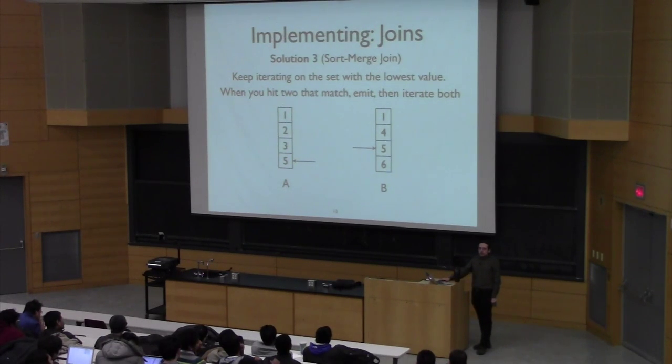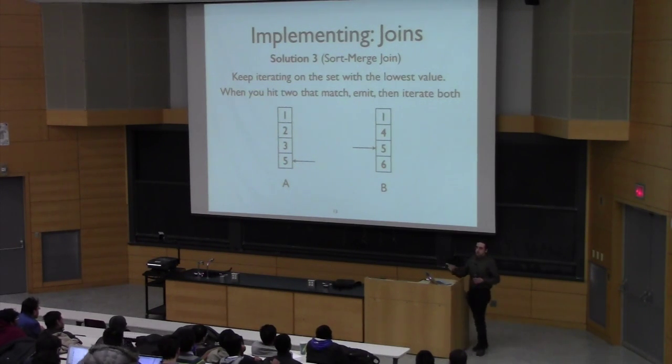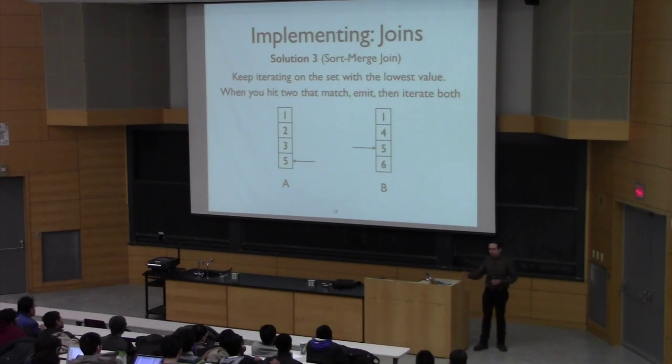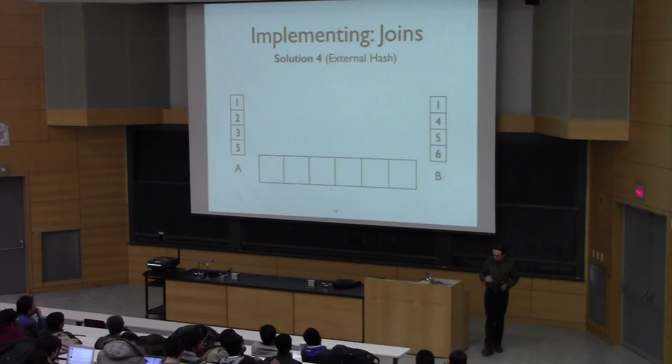Does this remind anyone of anything? Merge sort. This is exactly merge sort. You're taking two lists and merging them together in order, and this is typically referred to as sort merge join, as opposed to merge sort. So you keep doing that, and eventually one pointer falls off the end of the list, and you're done. Okay.